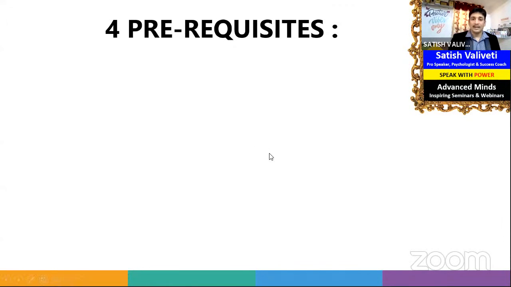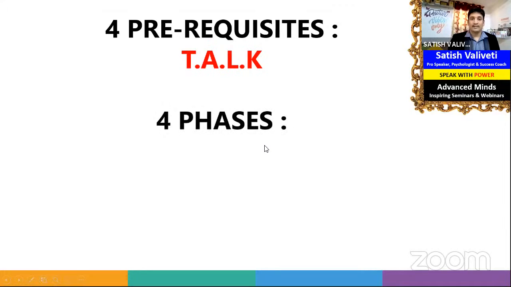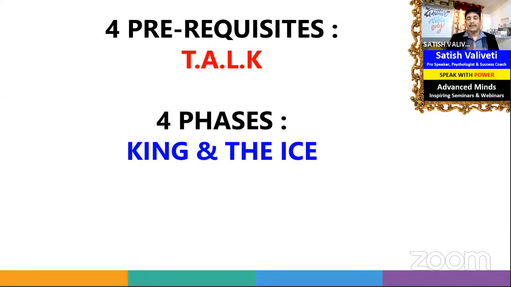The second area you need to learn and master is the 4 phases. The 4 phases is the core, where you'll be learning KING and the ICE. You'll learn what to do before you speak, and then ICE stands for introduction, the core content, and the ending. So this is the crux of public speaking. You should know these 4 phases, learn and master them thoroughly.